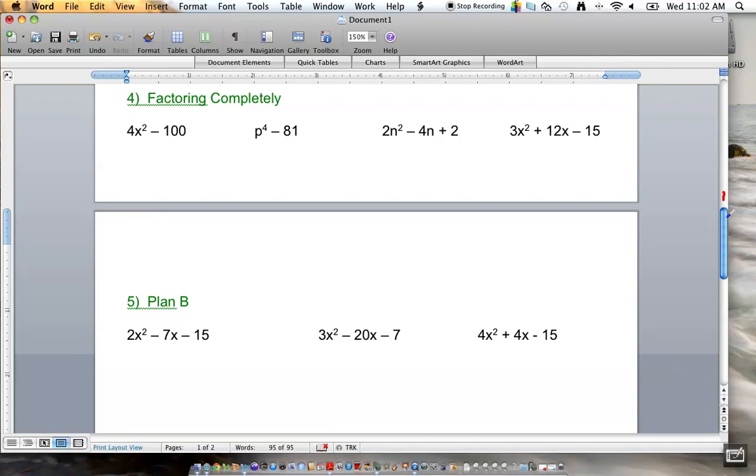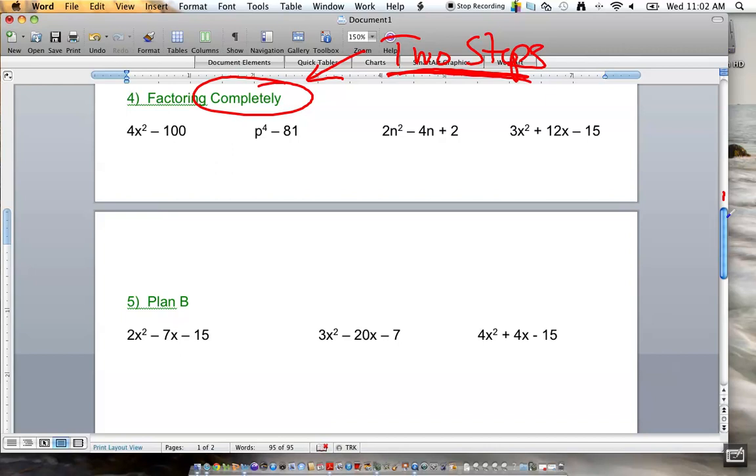Likewise, if you see the phrase factor completely, that means 2 steps. And you must learn to recognize that. It means you need to factor twice to get the correct answer. And if you don't factor twice, it's not going to work.